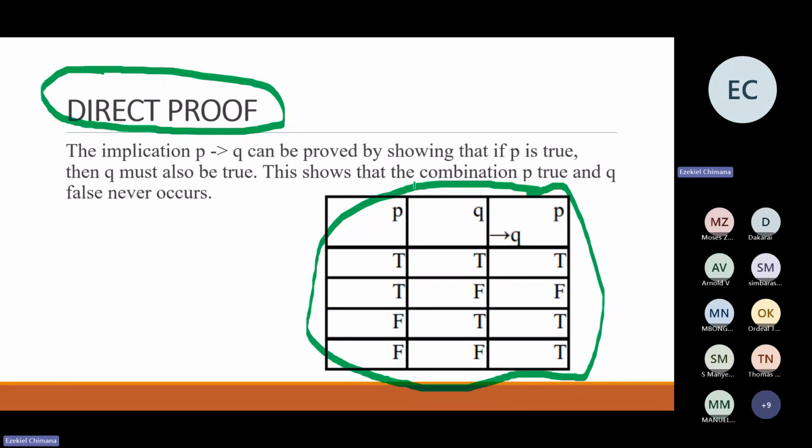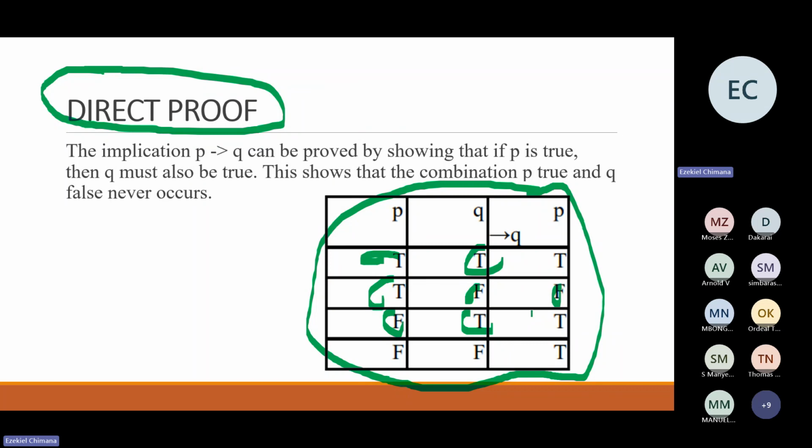We are just basing on the implication. If P is true, then Q is what? Is true. So let me look at this table. If this one is true, then this one is true. If true implies false, it's false. And if false implies true, it means it is true. If false implies false, it means it is true.